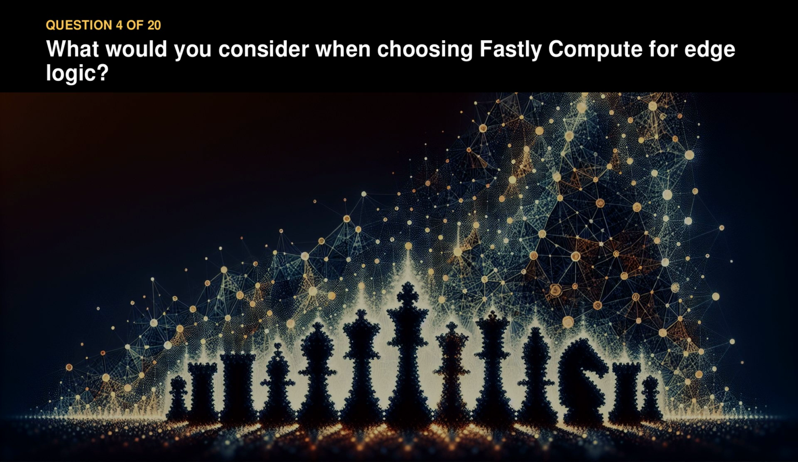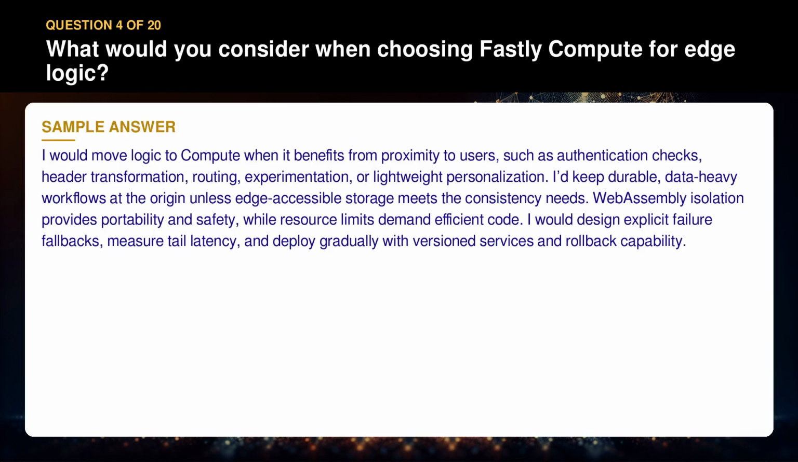Question 4. What would you consider when choosing Fastly Compute for edge logic? I would move logic to compute when it benefits from proximity to users, such as authentication checks, header transformation, routing, experimentation, or lightweight personalization. I'd keep durable, data-heavy workflows at the origin unless edge-accessible storage meets the consistency needs.